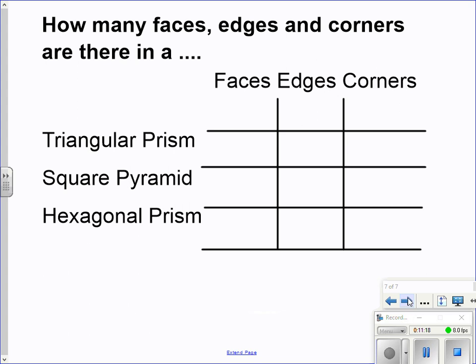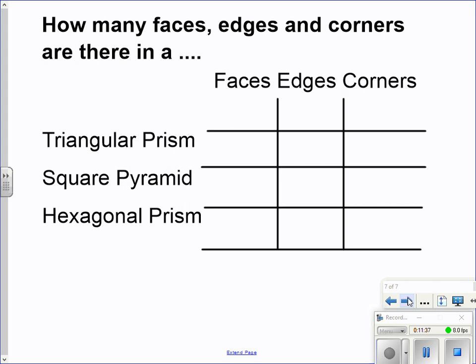Finally, can you decipher between how many faces, edges, and corners some of these shapes have? So you're going to have to try and think of what the shape looks like by knowing what the difference between a pyramid and a prism is, and then count up how many edges, faces, and corners that you think they have.